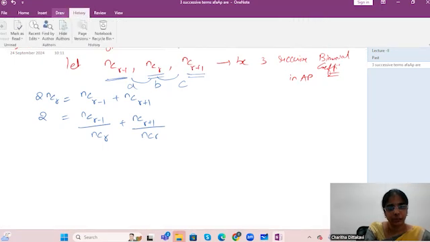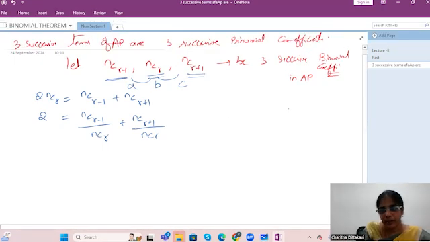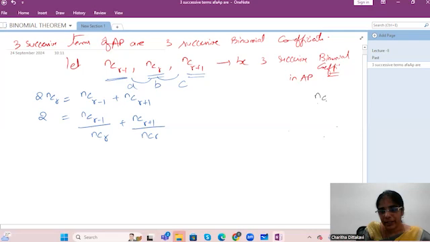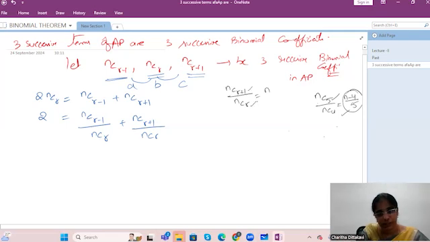Observe here carefully. Just a minute. Let me take a different color. When I talk about nC5 by nC4, we have just discussed it is the same as writing (n minus 4) by 5. Clear? Bigger by smaller, that is the condition. You need to have the bigger by the smaller. So what is nCr plus 1 by nCr? It is bigger by smaller, so it is (n minus r) by (r plus 1). That is my first thing.